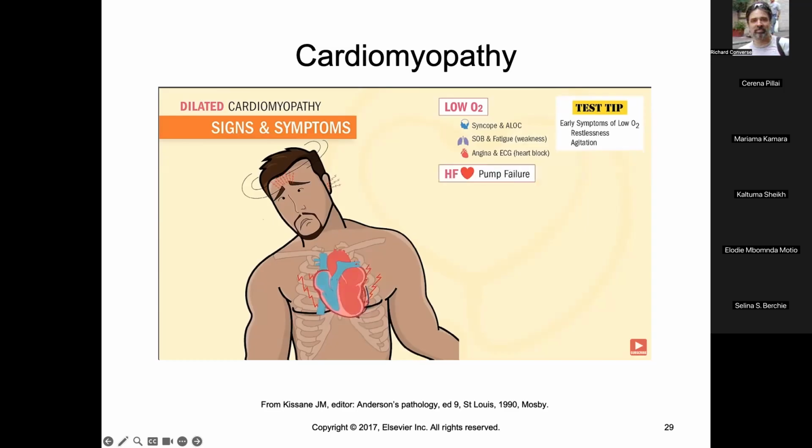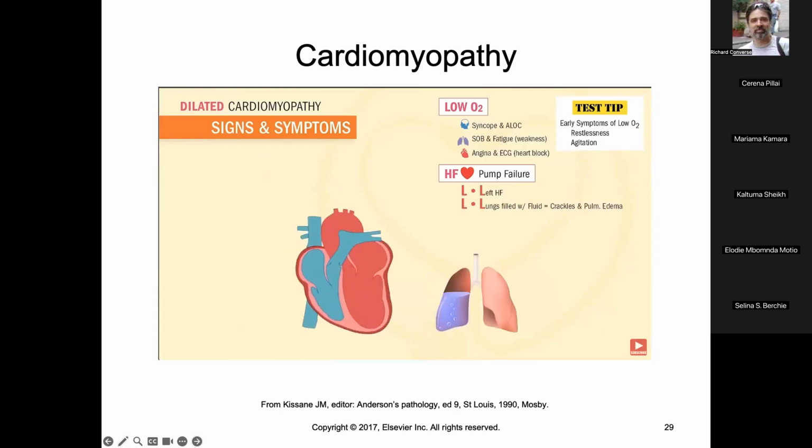Now, as far as heart failure signs and symptoms, blood fails to pump forward and now starts to back up in the body and or the lungs. So if blood backs up on the left side of the heart, remember L for left means L for lungs. We hear wet crackles inside the lungs, known as pulmonary edema.